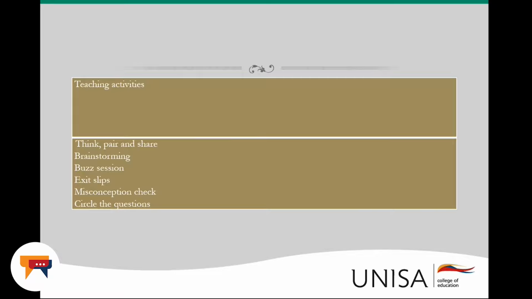Given the lesson, the teaching methods, or rather teaching strategies, you now need to look at teaching activities. Yes, I decided that I'm going to use questioning in my introduction, but what is the activity that I'm going to do? How am I going to question the learners? Is it going to be through a circle of questions? Is it going to be a buzz session? Is it going to be a think, pair, and share? So you need to identify a teaching activity that correlates with your teaching method or your teaching strategies.